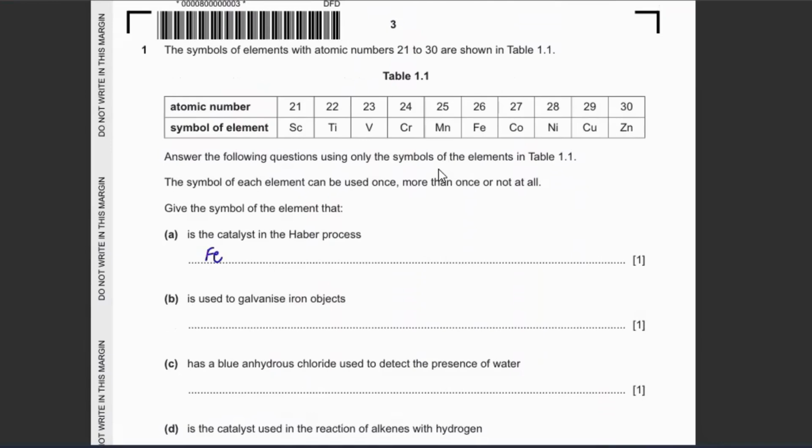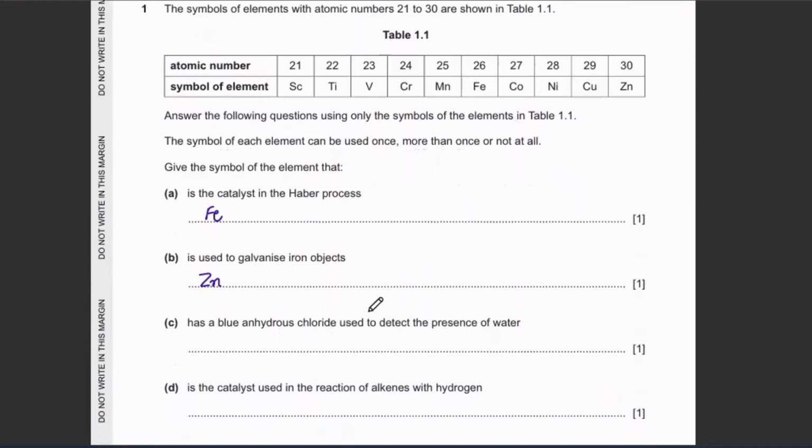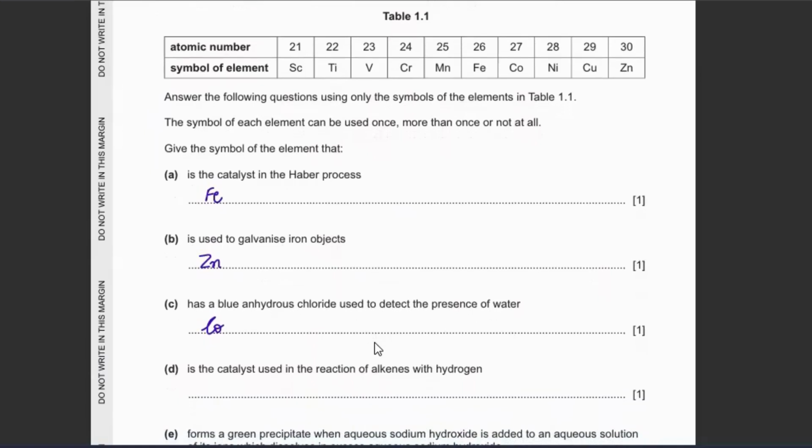Second, it is used to galvanize iron objects. So zinc is used in galvanization. Next, we have a blue anhydrous chloride used to detect the presence of water. So we know it's the cobalt chloride test. So it is cobalt. Now, next is the catalyst used in the reaction of alkenes with hydrogen. So we know it's nickel.